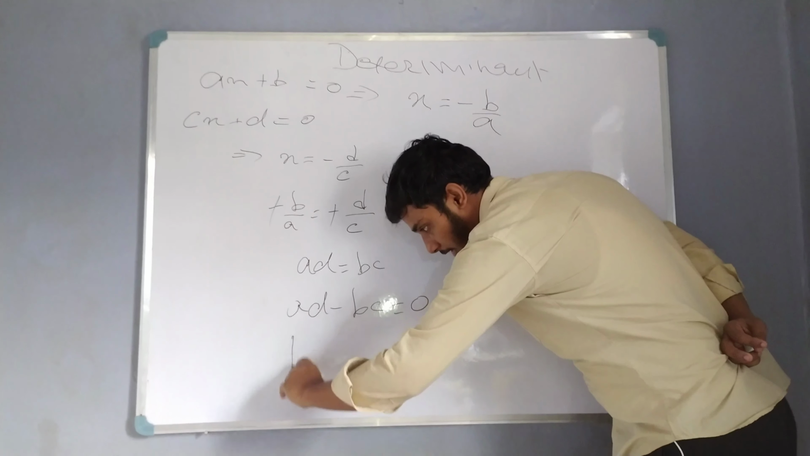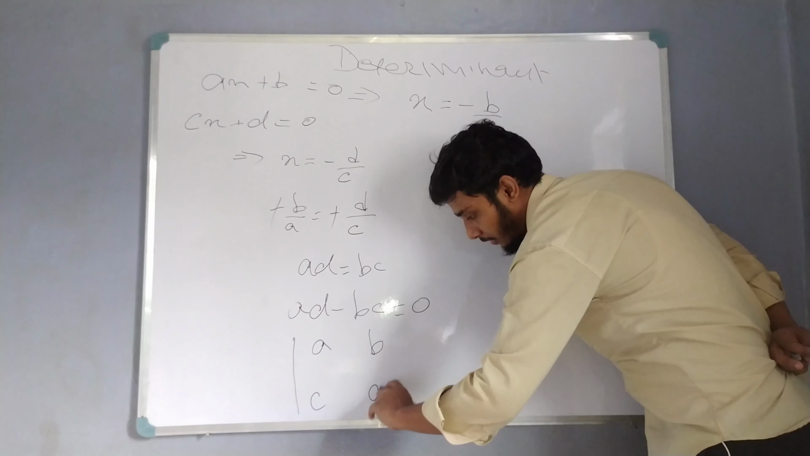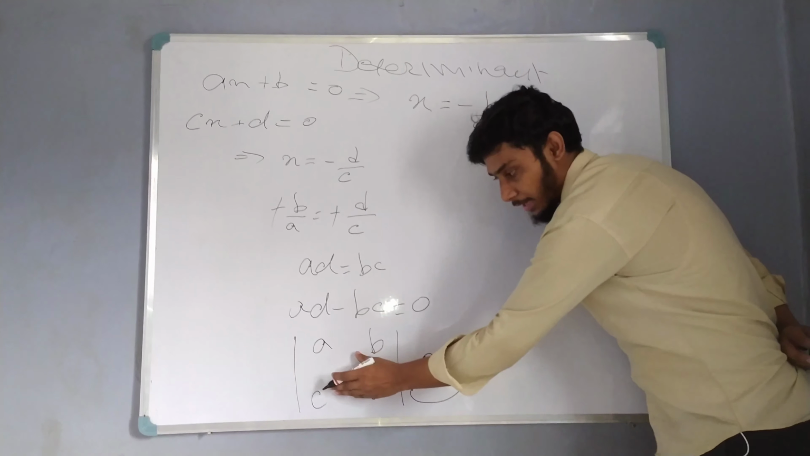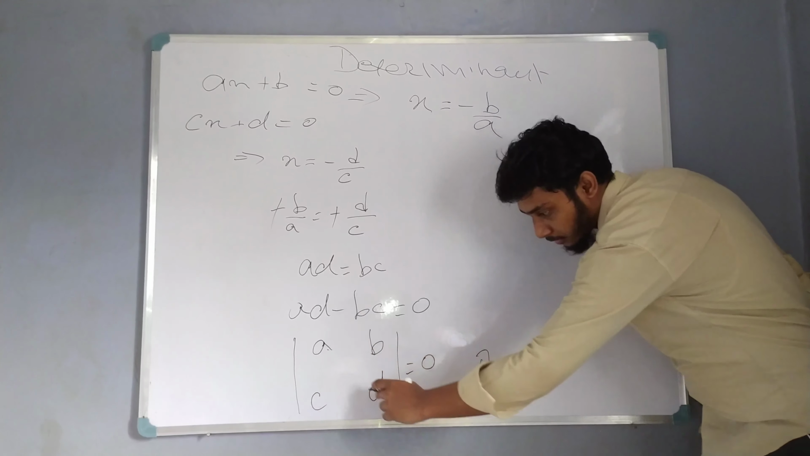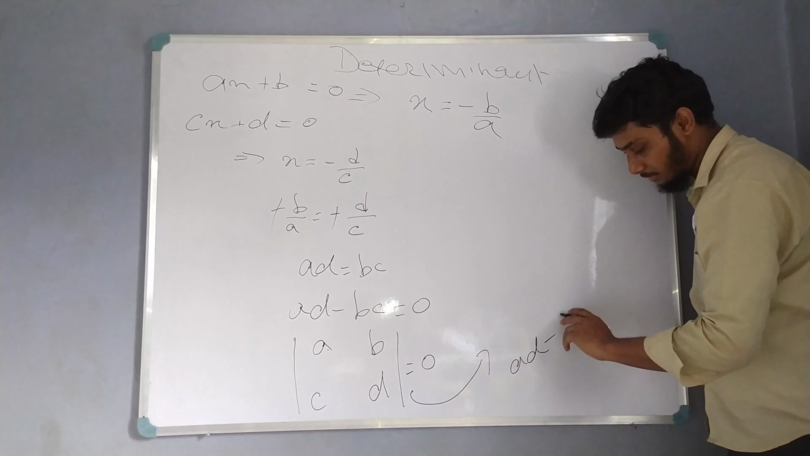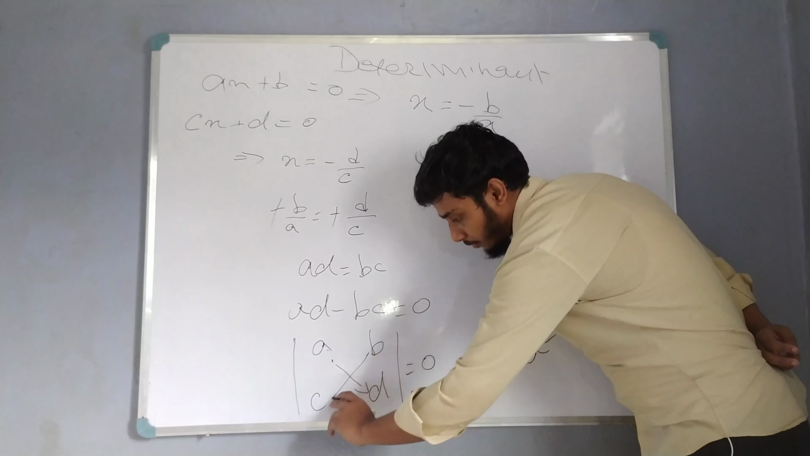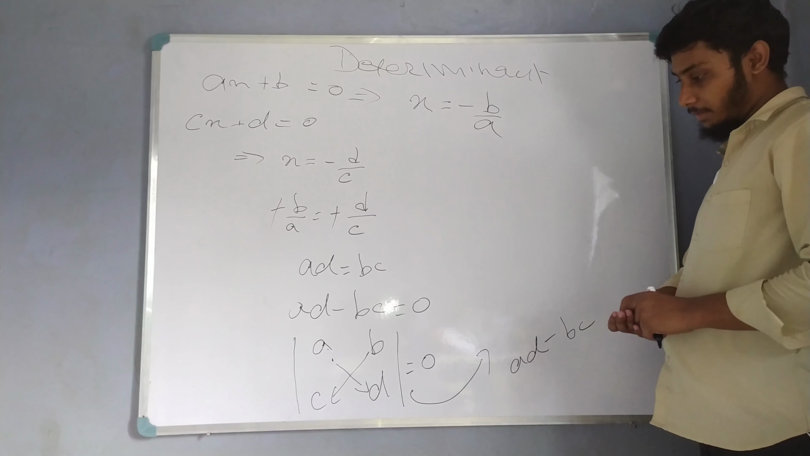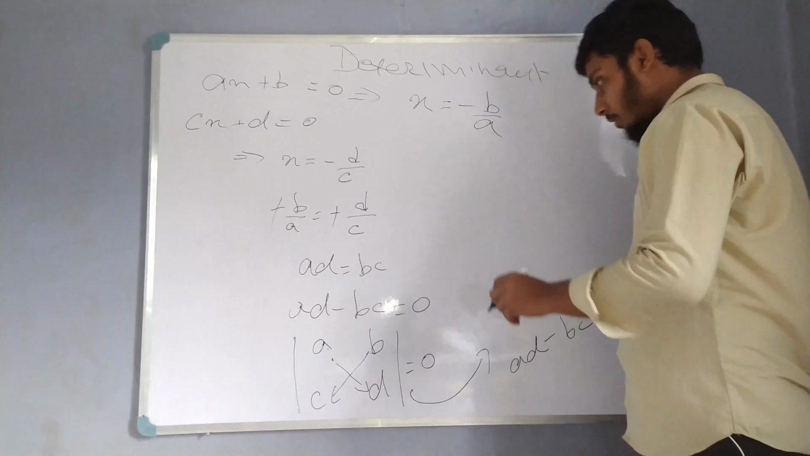And if I write this expression as a, b, c, d equals to 0, and I tell you that whenever you expand this term, it will be a into d minus b into c. That is, you have to multiply a into d and then b into c, and in the middle you have to give a minus sign. Then this expression is called determinant.